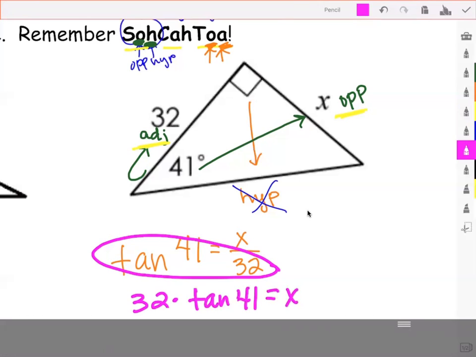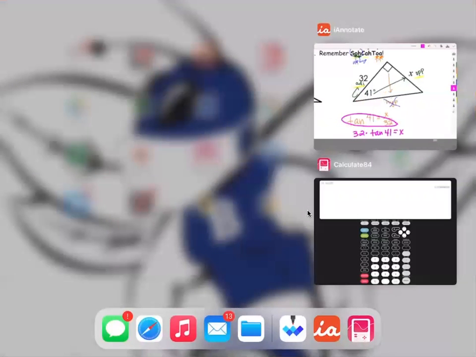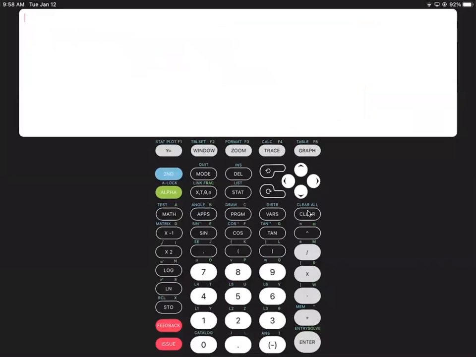Now go to your calculator and type that in. 32 times tangent of 41. And y'all actually grab your calculator and practice typing it in. Don't just depend on me to do it. Make sure that you can type it in as well and you're practicing before you go do it for a grade. Rounding to the nearest tenth, this is 27.8.